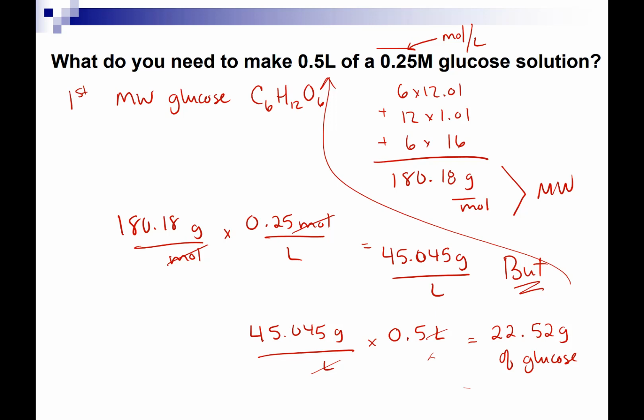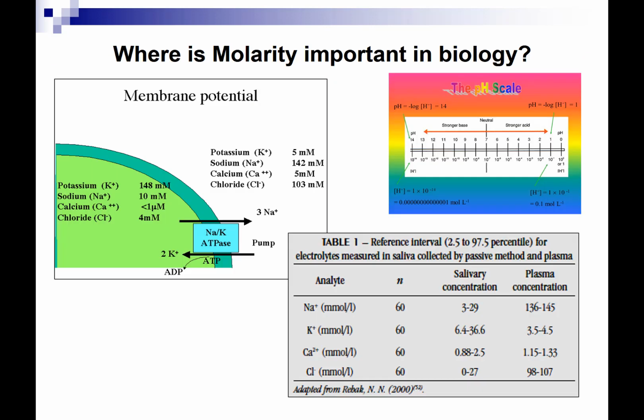Okay, so if you keep your units so that they're canceling out, you're always going to get this math right. So where is molarity important in biology? Well, when we talk about the pH scale, we're going to talk about the moles per liter of hydrogen ions. When we talk about membrane potential, and this we get into more in cell biology, all these different ions have different molar values. And remember the M here is for millimolar. So it's millimoles per liter.